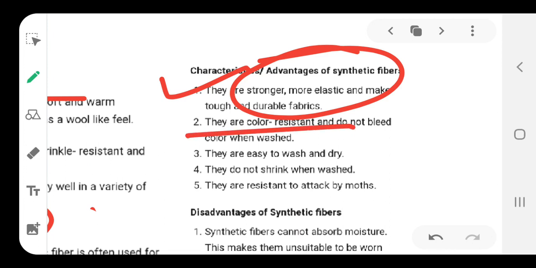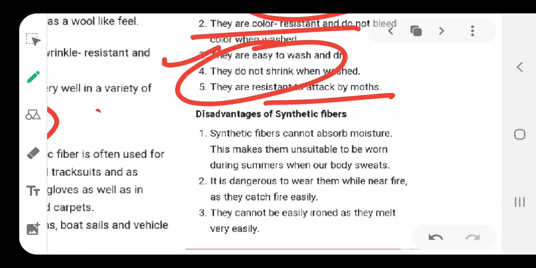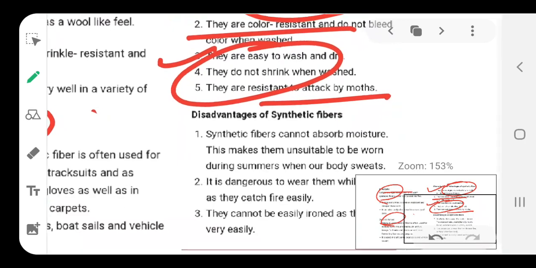That means they won't fade easily. As I have told you, they are wash and wear materials, so they won't need much care. They won't shrink, and they are resistant to attack by moths, insects and other things. So that gives them quite a big significance or weightage over the other natural fibers. But if there is significance, there are some disadvantages also.